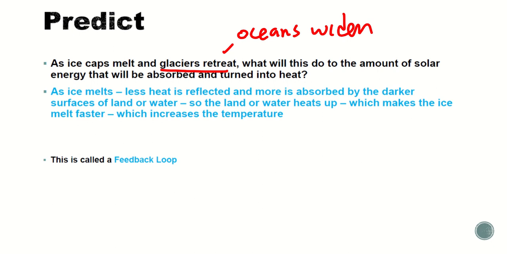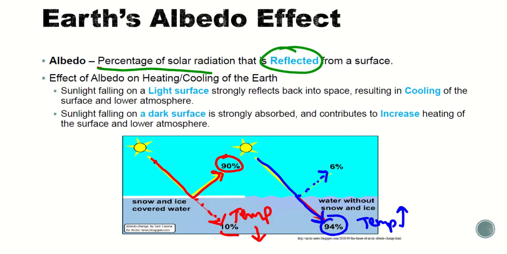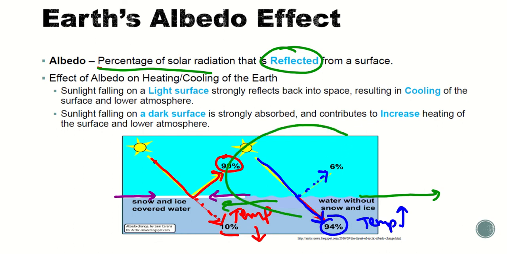What will this do to the amount of solar energy that will be absorbed and turned into heat? Well, if we go back, as the ice melts, the glaciers are becoming smaller. And what ends up happening is the ocean is becoming bigger. Well, if you have more dark space, you have the temperature increasing as a result in comparison to simply being reflected and cooling the surface.